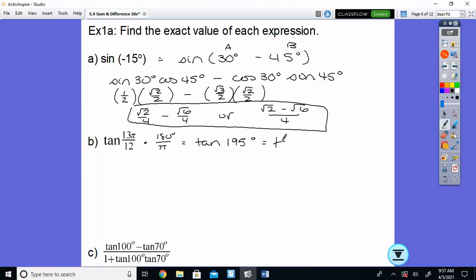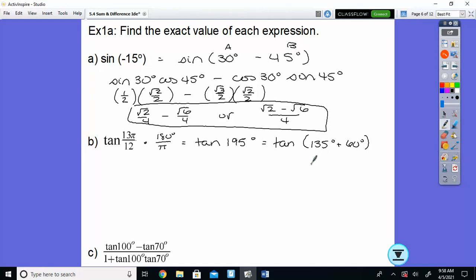Okay, two angles that add or subtract to 195. 135 degrees plus 60 degrees, that would work. That's not the only option. You could do 150 plus 45 would work, or you could subtract some. So you just have to find one combination.